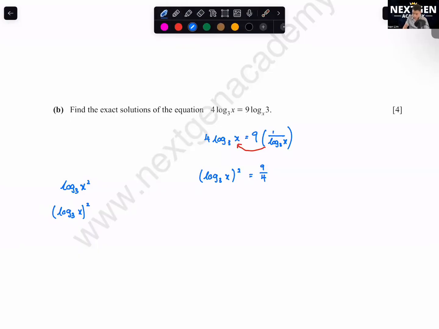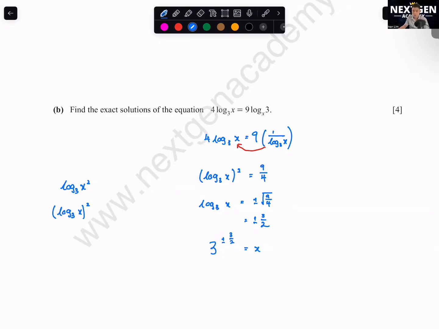Okay, I'll send the paper to you all later. Square bring over will be plus minus square root. Okay, if you miss out plus minus, wrong. So it needs to be plus minus square root, plus minus 3 over 2. Then we do log form to index form. Okay, what's log form to index form? You got 3 to the power of plus minus 3 over 2 equals x. Okay, you want to separate it into two different answers also, it's fine. You want to write it as 1.5 also, it's okay.